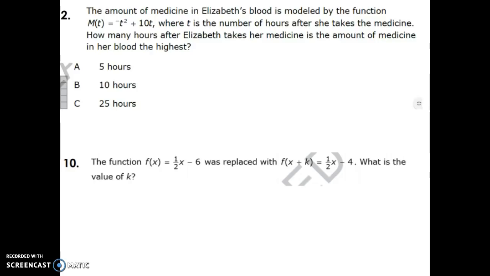Okay, so we're getting ready for the EOCs. Let me go ahead and tell you, you're amazing. You have been working hard, and there is no reason for you not to get a 5 on this EOC. So let's make this happen.